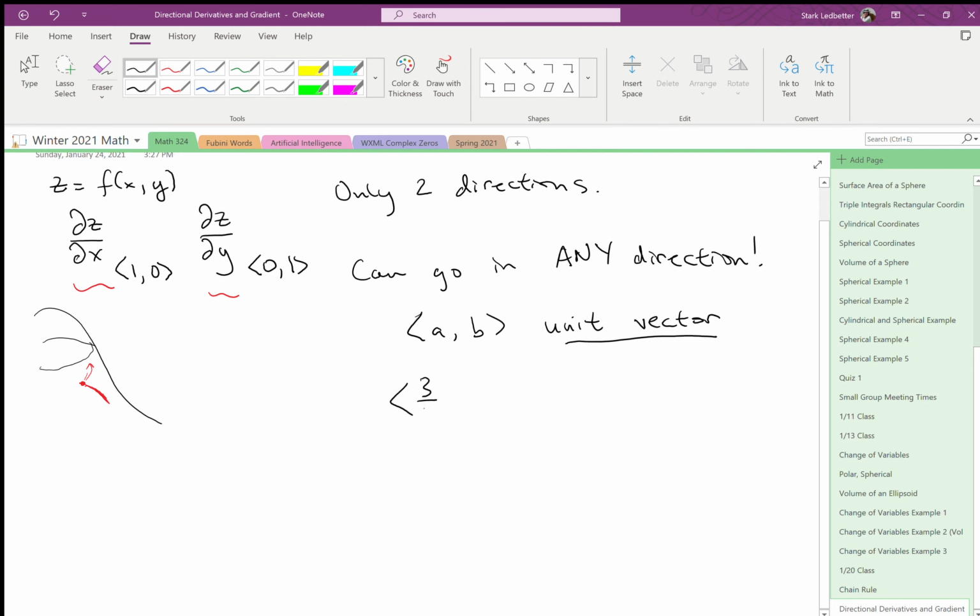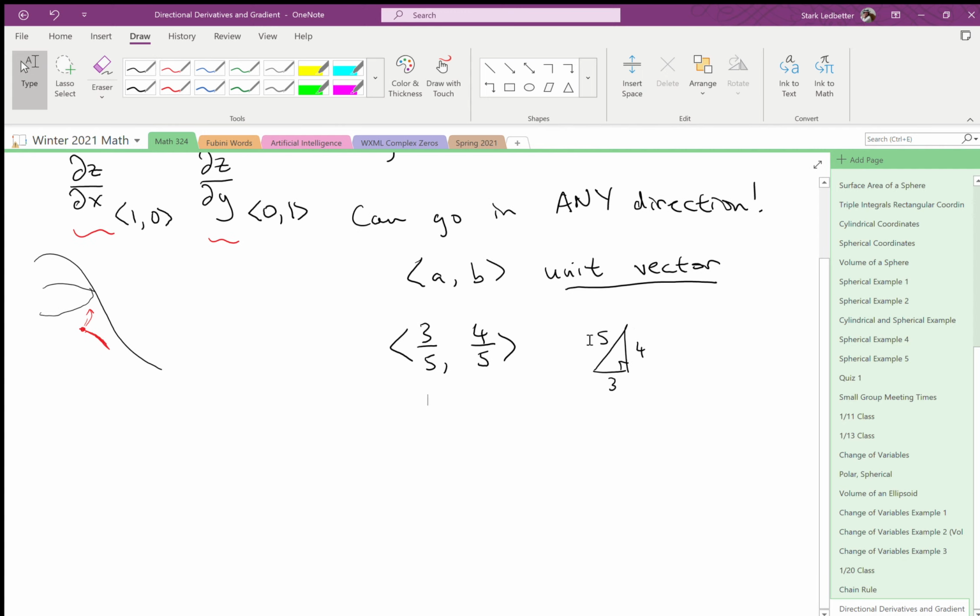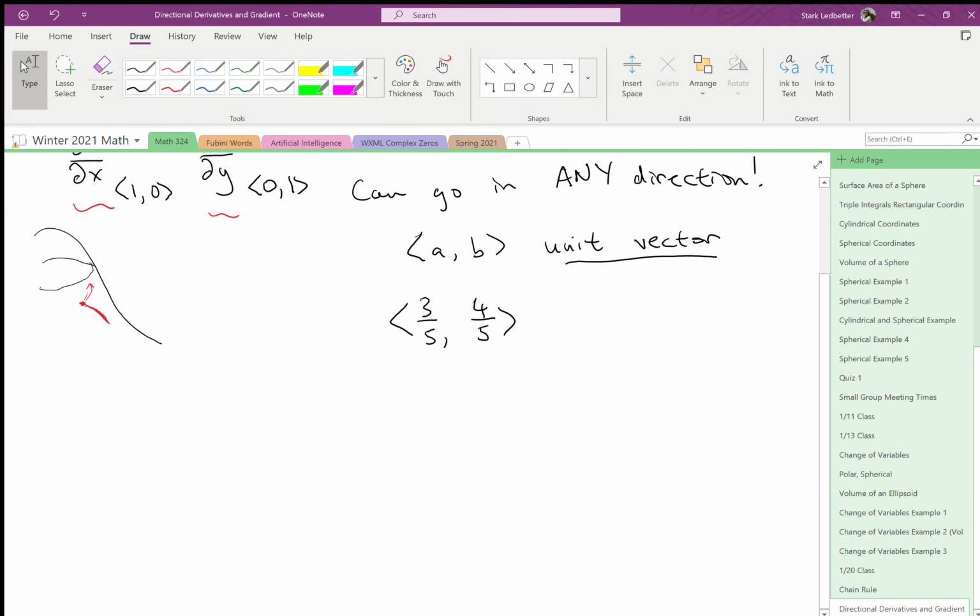So one I'm going to use pretty often is the vector 3/5, 4/5. Why this vector? Because it's cool that this is a unit vector. This comes from the friendly triangle that you hopefully learned in 10th grade, the 3, 4, 5 right angle triangle. So if we scale that down by a factor of 5, you get that unit vector. So that's a fun vector, and it's an easy one to calculate with because everything's rational.